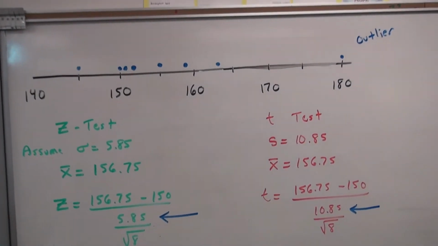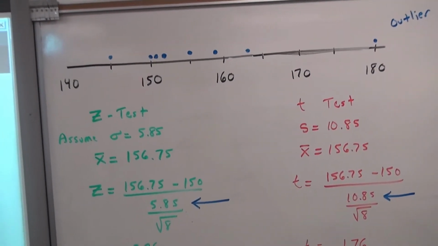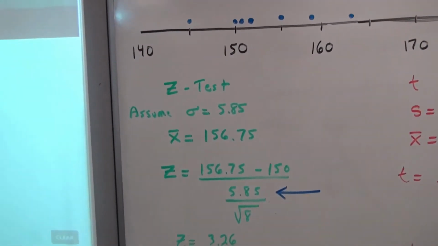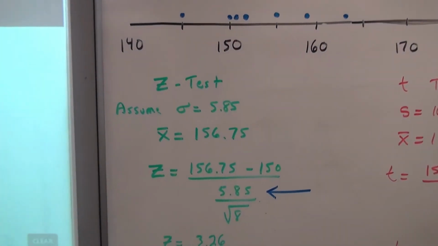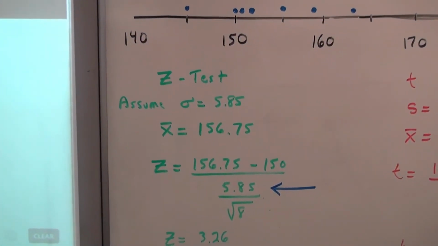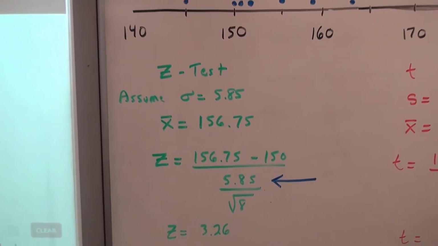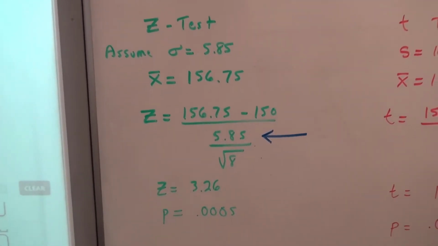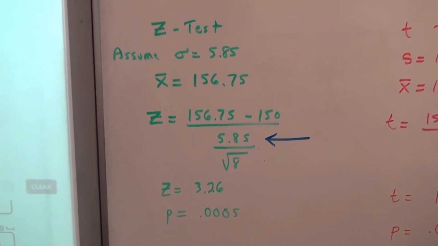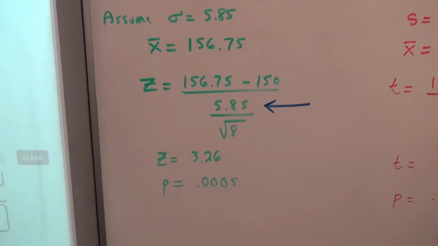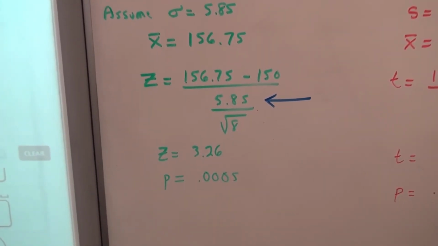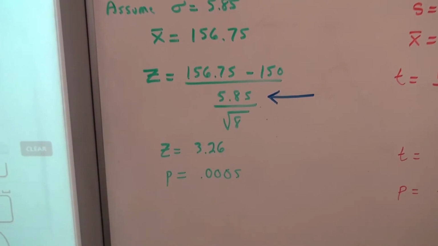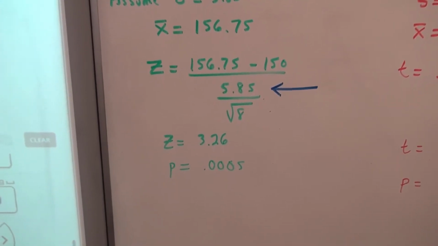So we see that 180 is an outlier. Well, what happened to the z-test? Because we had to leave the standard deviation at 5.85, because we're assuming that's the population standard deviation, now the mean average got kicked up to 156, so that's twice as many standard deviations away from the mean as it was before, 3.26. P-value goes way down, we reject the null.